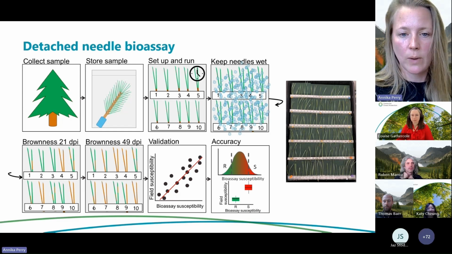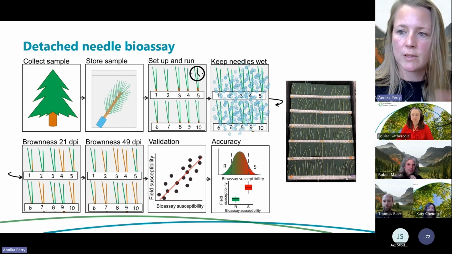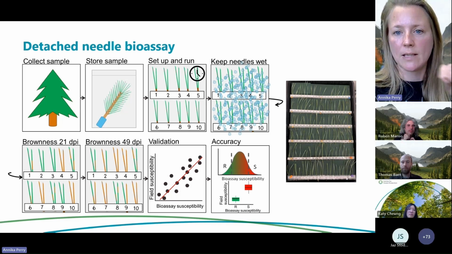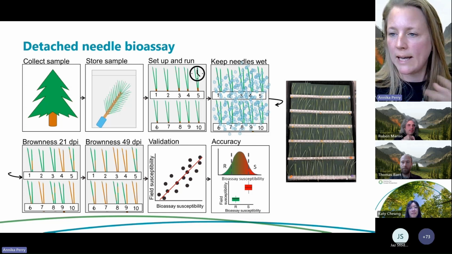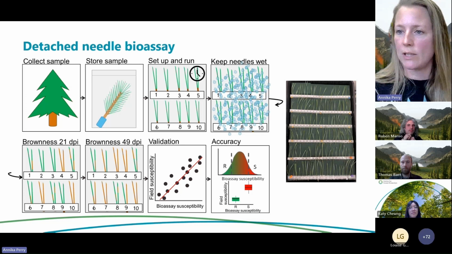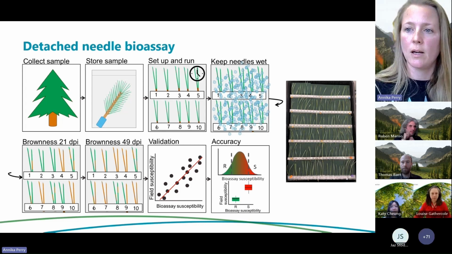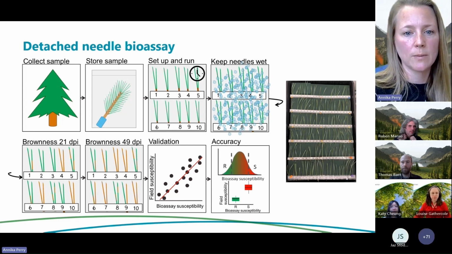And keeping the needles wet, because especially in the very beginning stage, we wanted to make sure that it was replicating what might happen if you're exposed to or susceptible to Dothistroma, and that generally comes along with having a lot of needle wetness, because that's conducive to pathogen growth, dispersal and development as well.